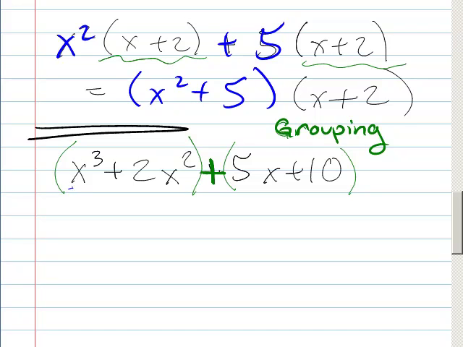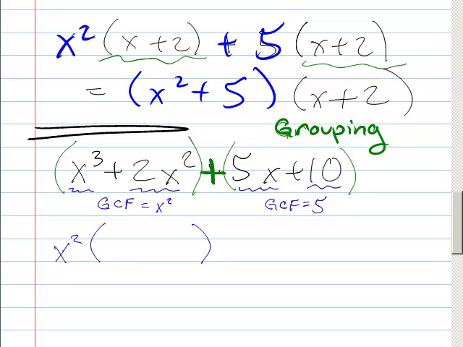So we look here, I have an x cubed and a 2x squared. So my greatest common factor here is going to be an x squared. They both have an x squared in them. Here I look at my 5x and my 10, and I can say, well, my greatest common factor here is a 5. They both have a 5 in them, and that's the biggest number that they both have together. So now what we can do is we can factor that GCF out.